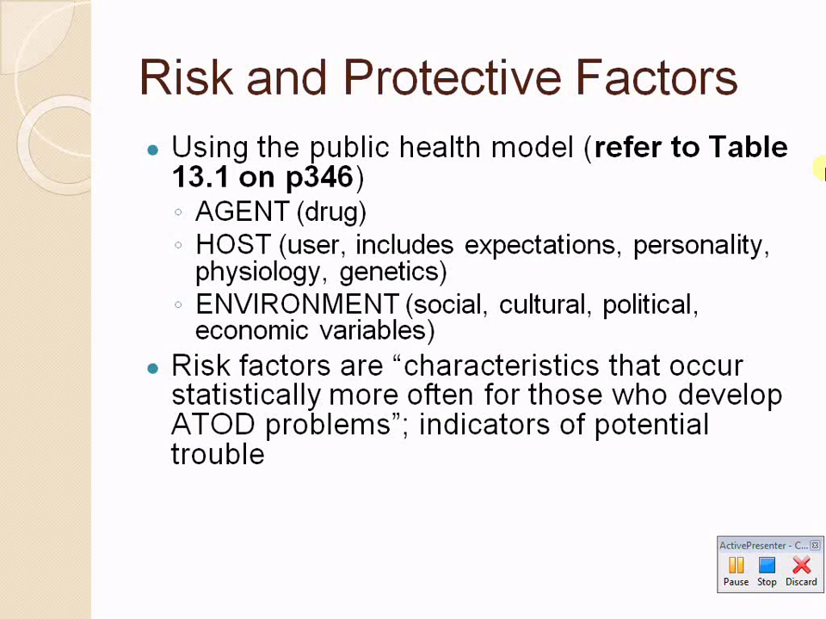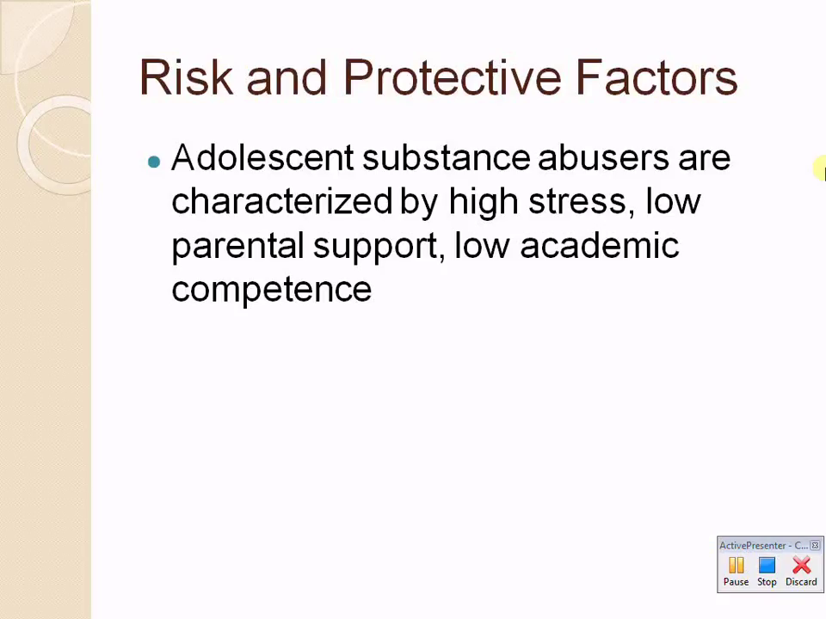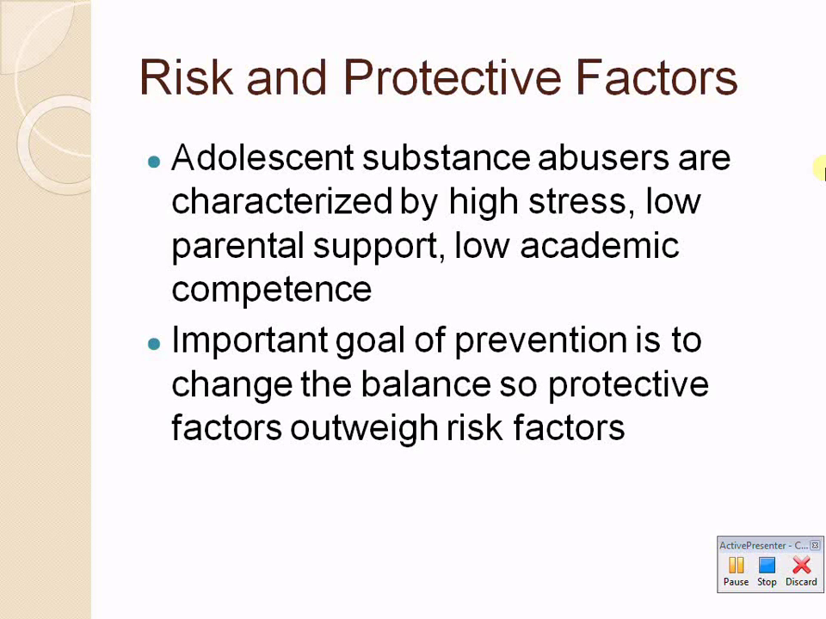And so the risk factors are characteristics that occur statistically more often in those who develop problems. And those are indicators of trouble. Adolescent use is characterized by high stress, low parental support, and low academic competence. These are things that we talked a lot about, I believe, when we talked about adolescence. So it's an important goal to change the balance so protective factors outweigh the risk factors, which we had mentioned before. We really want protective factors to outweigh the risk.